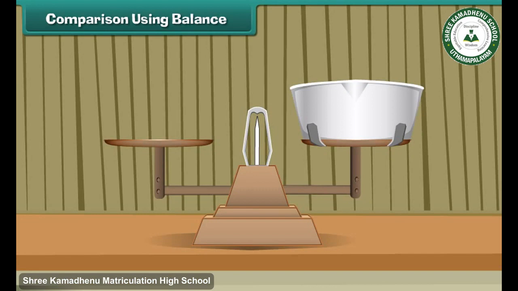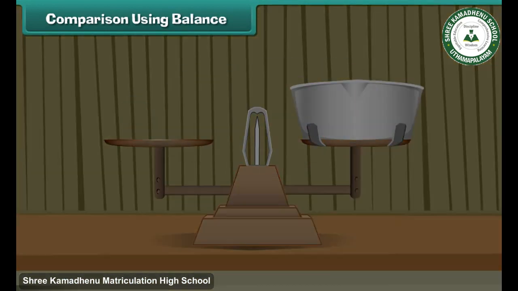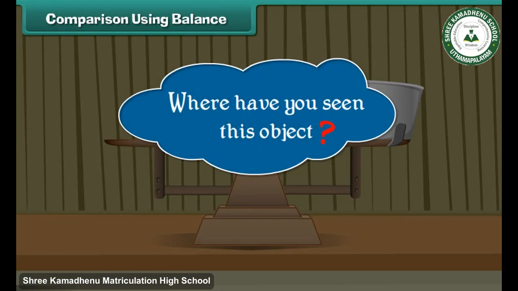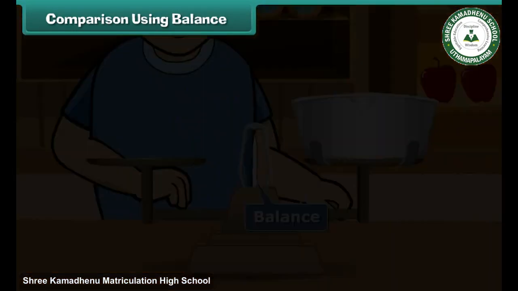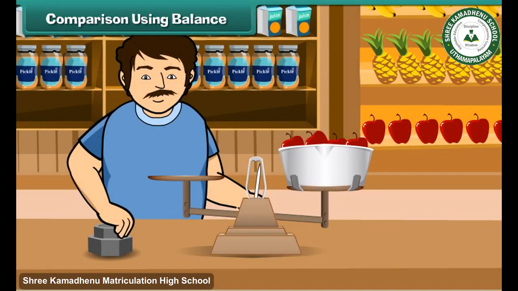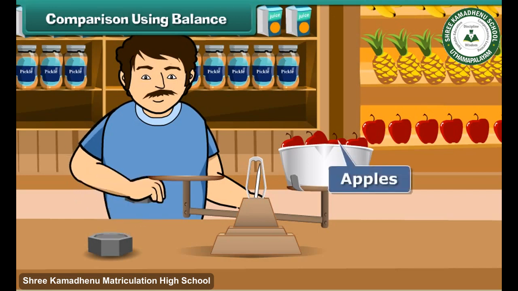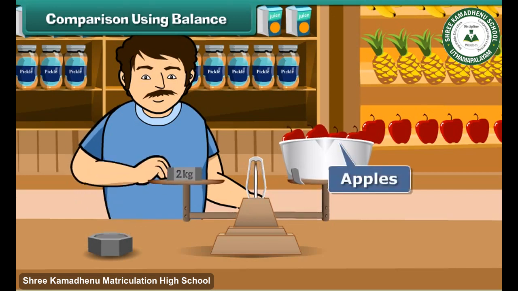Comparison using balance. Look at this picture. Where have you seen this object? Yes, in shops. It is called a balance. It is used to measure weights. An apple seller weighs apples by placing the apples on one side and the weights on the other side of the balance. The balance can also be used to compare weights.